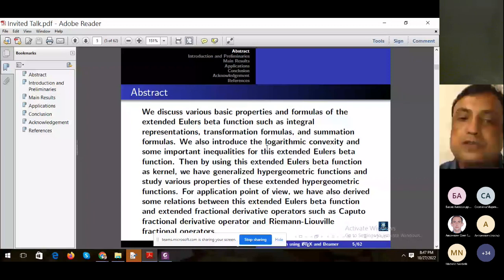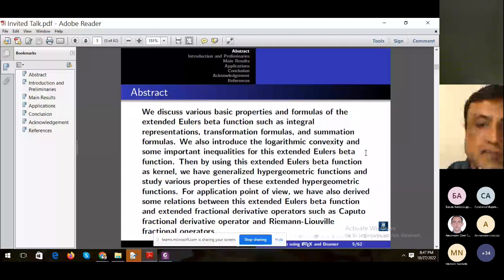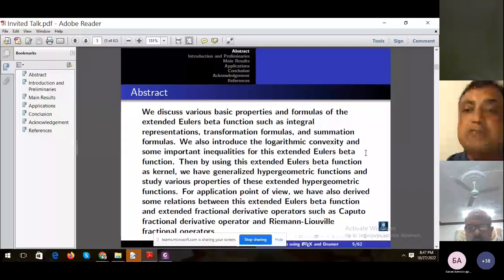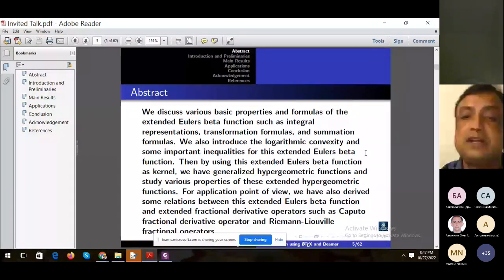My friends, as you all know, when we are dealing with some new kind of functions, some properties are very important, like integral representation, transformation formulas, and summation formulas. So we have discussed these properties here. We also introduced the logarithmic convexity and some important inequalities of this extended Euler's beta function. Then, by using this extended Euler's beta function as kernel, we have generalized the hypergeometric function and studied various properties of these extended hypergeometric functions. From the application point of view, we have also derived some relations between this extended Euler's beta function and extended fractional derivative operators, such as the Caputo fractional derivative operator and Riemann-Liouville fractional operators.